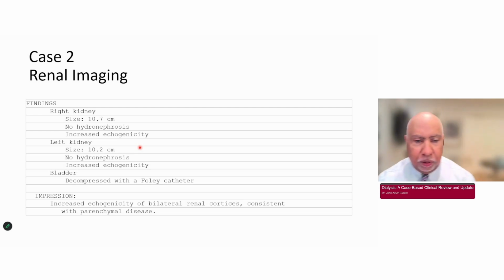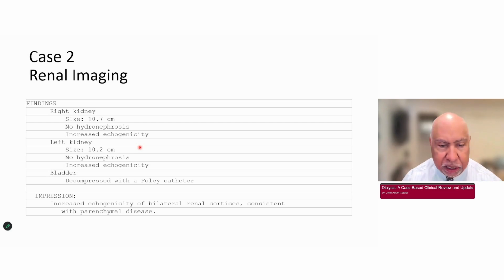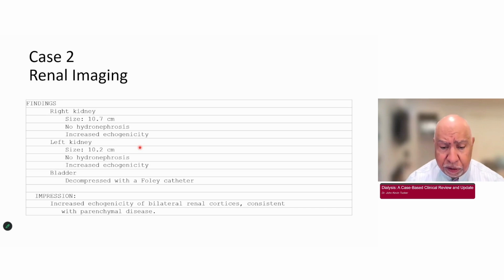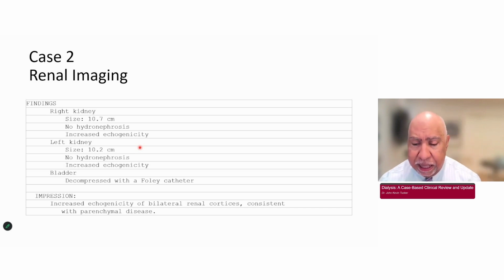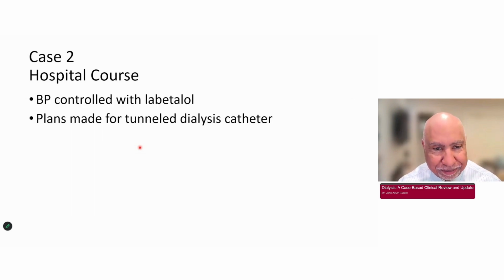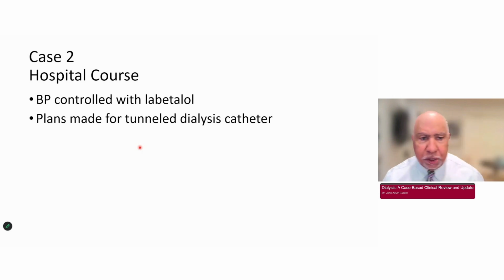This was his renal imaging. His right kidney was 10.7 centimeters and his left kidney was 10.2 centimeters, both with increased echogenicity. So it's increased echogenicity of the bilateral renal cortices consistent with chronic parenchymal kidney disease. So his blood pressure was controlled with labetalol and plans were made for a tunneled dialysis catheter.